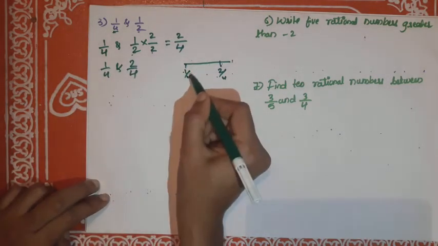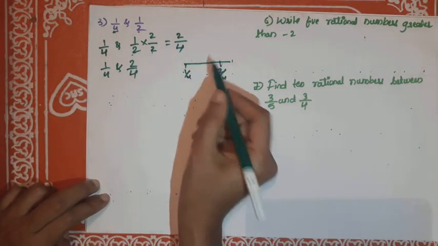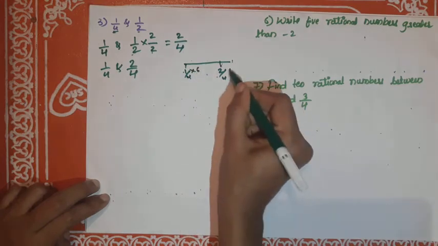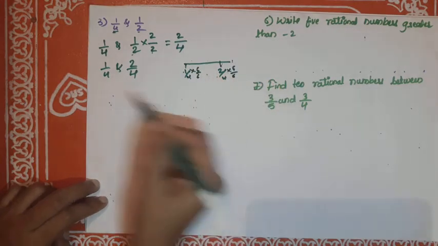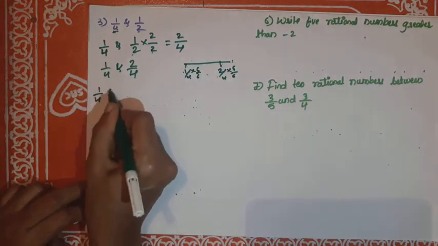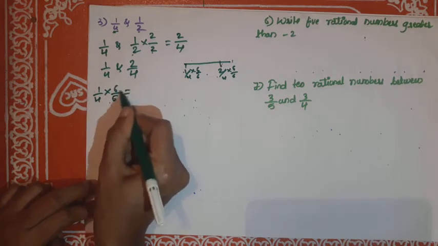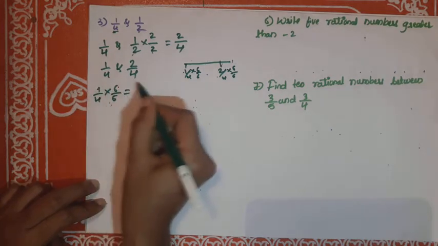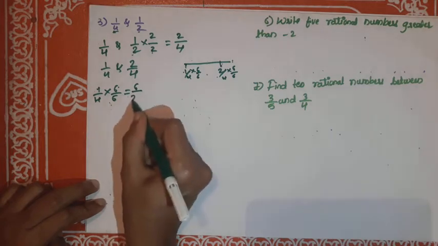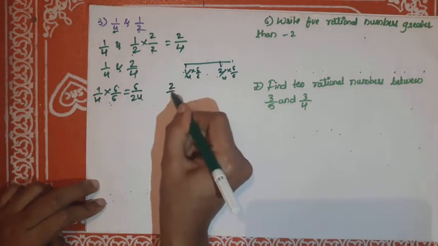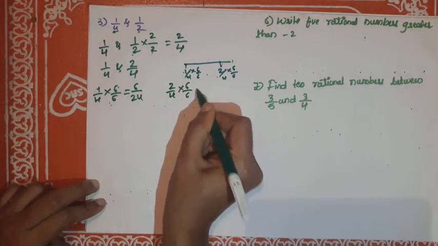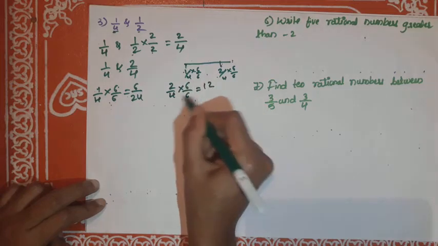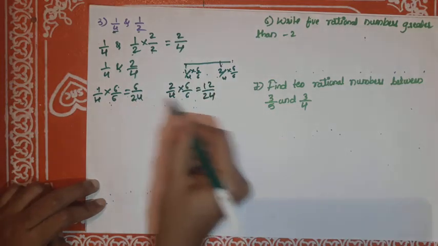We need to find out how many rational numbers? 5. That's why I multiply by 6 and 6. 1 by 4 into 6 by 6: 1 6 is 6, 4 6s are 24. Then 2 by 4, I multiply and divide by 6: 2 6s are 12, 4 6s are 24. Now the denominators are the same.